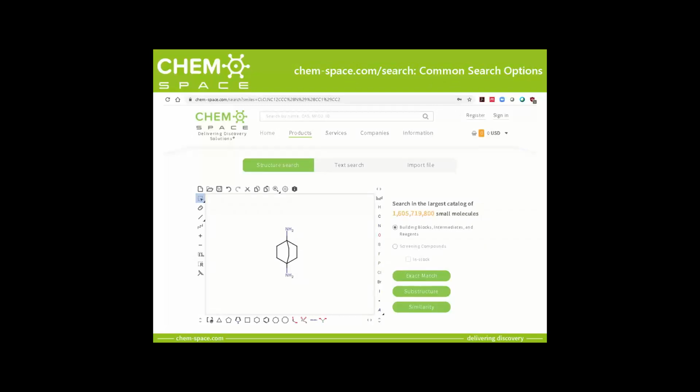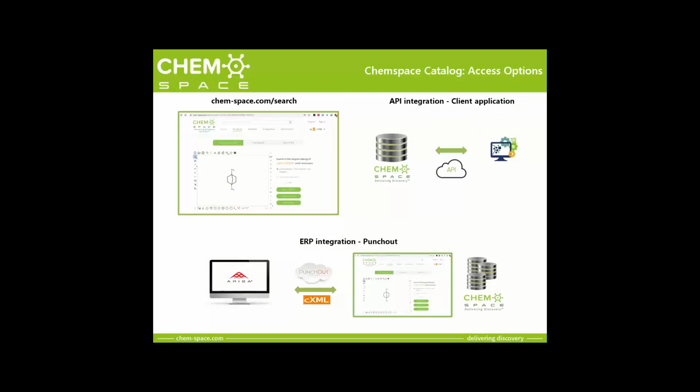This collection of catalog is available online through chemspace.com/search. You can find basically all those molecules using typical ways, either through exact match, substructure, or similarity. You can also do the text search or import files you have received after the docking experiments, for example. Also, the catalog is available through API integration with the client application and through punch-out site.